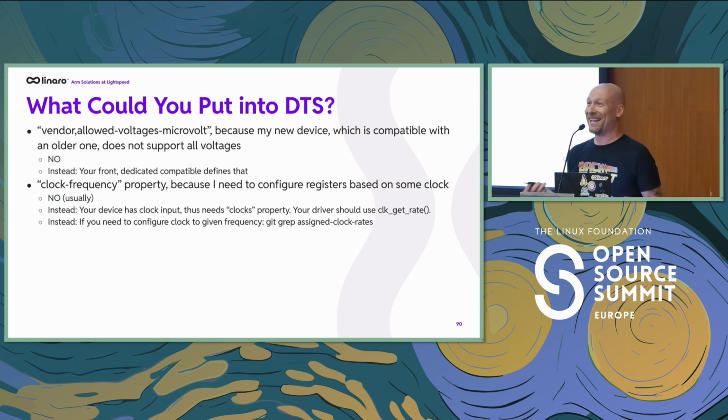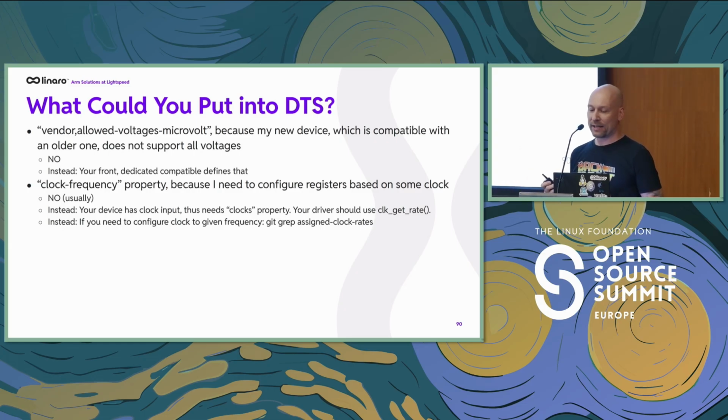Well, yes and no, right? Depends. So this is complex. First of all, if you need to program some other clock, then this clock is input to you, and you should have the clocks property. If you have the clocks property, you can get the frequency with the common clock framework, the Linux framework, clock get rate. You can also set the frequency, clock set rate, right?